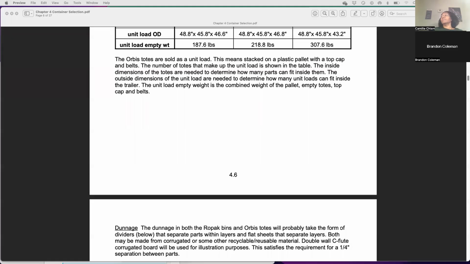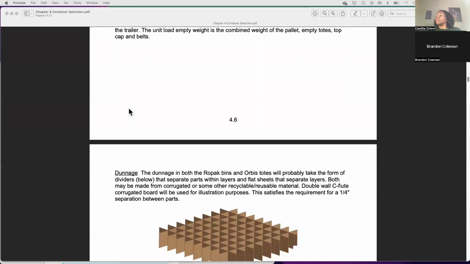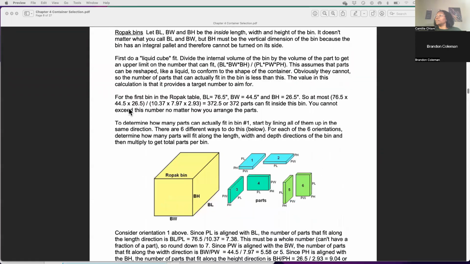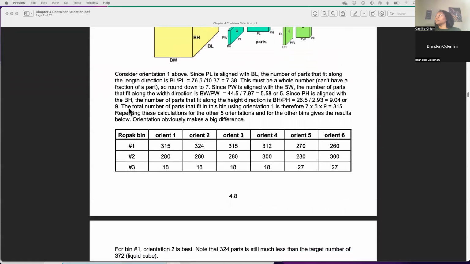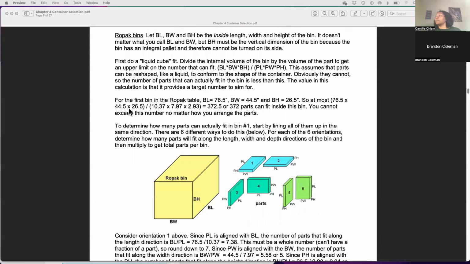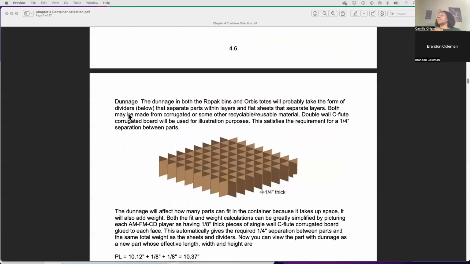Okay. All right. Okay, let's see. Let's see, we're getting to dunnage a little bit. We're trying to keep track of the time here. Okay, so we'll talk about dunnage a little bit.